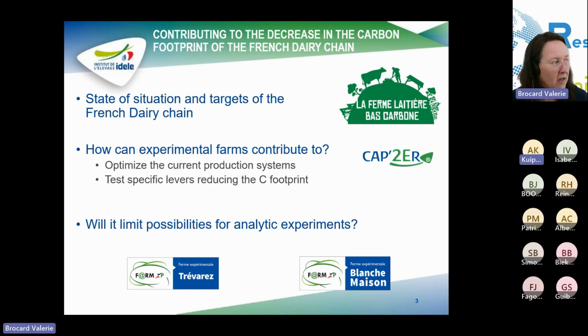I will say a word about the possibilities to combine low carbon footprints at global farm level in an experimental farm and the performance of analytic experiments, which is not always easy when you are trying to set up experiments and at the same time you are asked to decrease your carbon numbers, for instance.